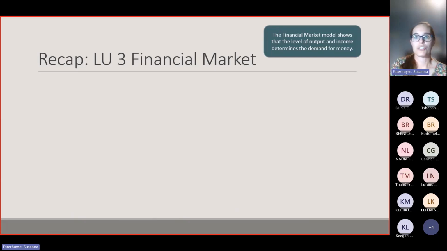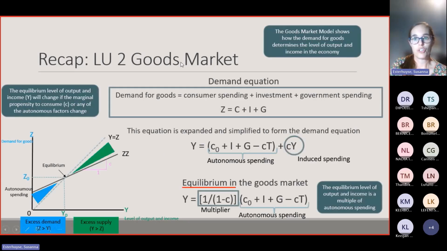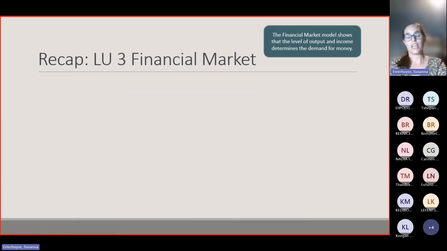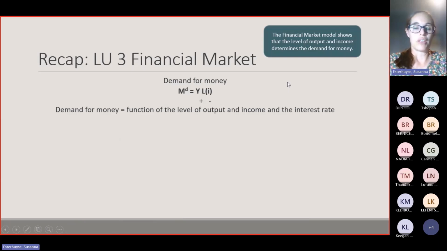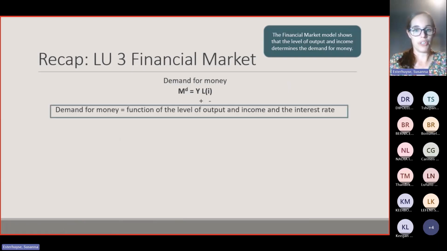So the financial market shows that the level of output and income determines the demand for money. Remember in the goods market, we said that the demand for goods is determined by the level of output and income. And over here, you are learning now that the level of output and income determines the demand for money. So you learned about the demand for money equation, which we said is that the demand for money is a function of the level of output and income and the interest rate.